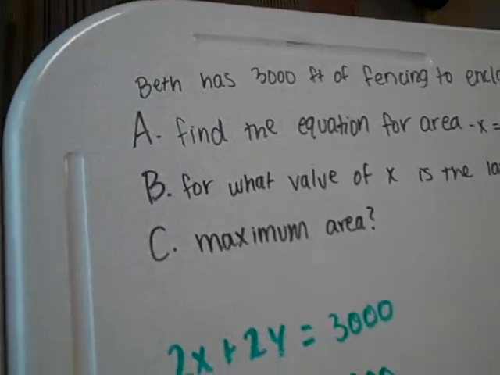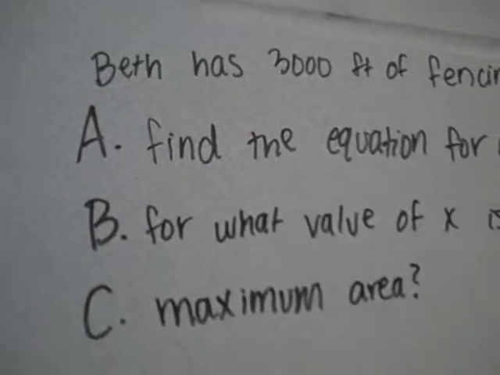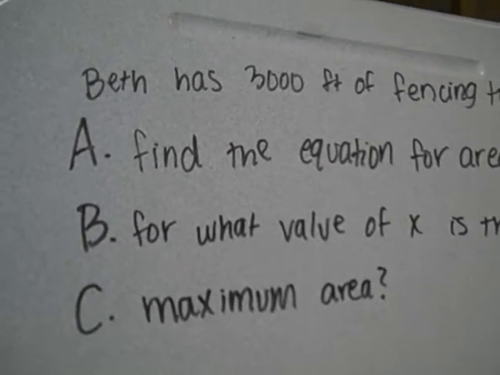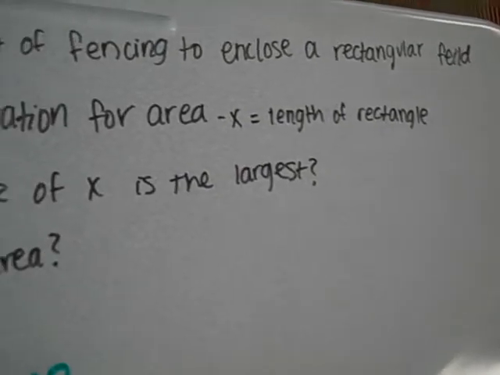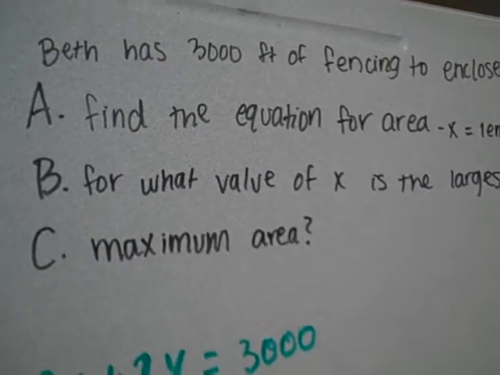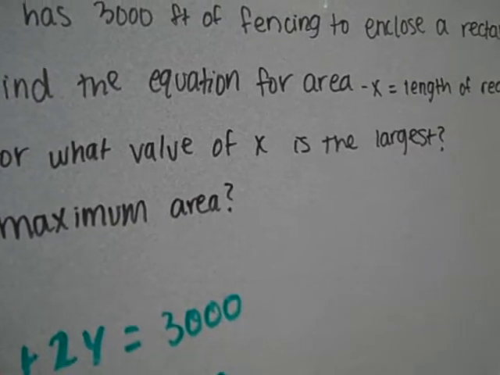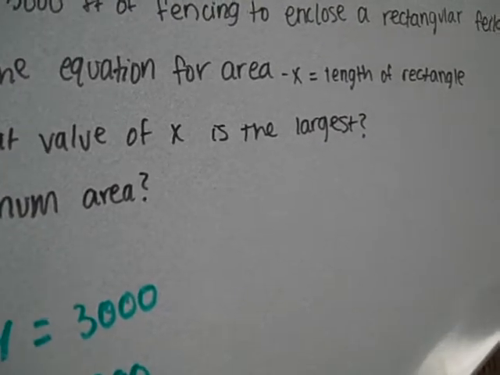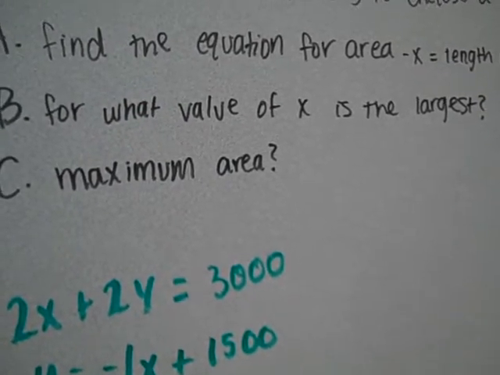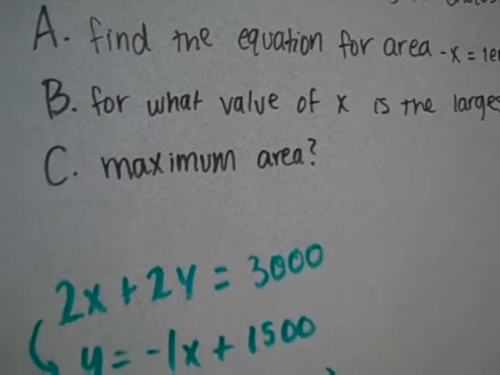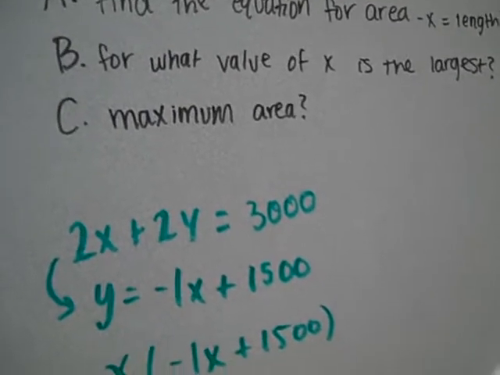We had problem number 8. Beth has 3,000 feet of fencing to enclose a rectangular field. For A, we had to find the equation of the area when x equals the length of the rectangle. For B, we had to find out the value of x when the area is largest. And for C, we had to find the maximum area.